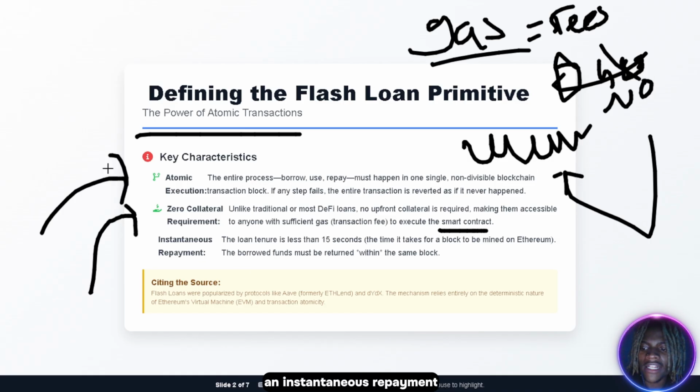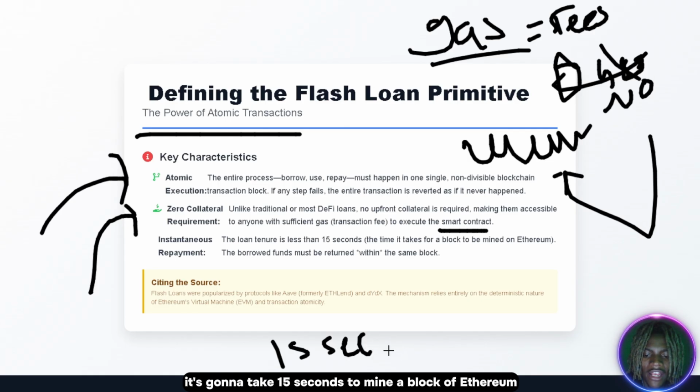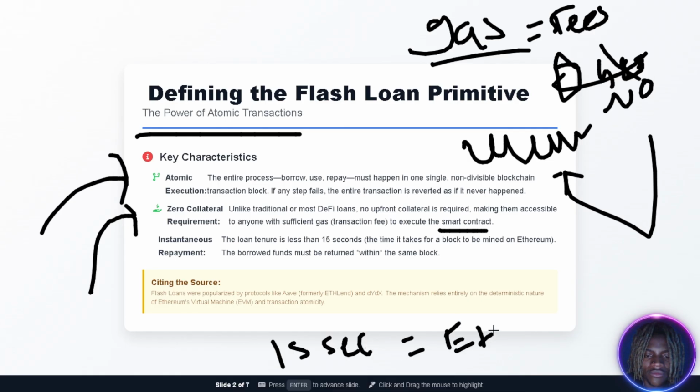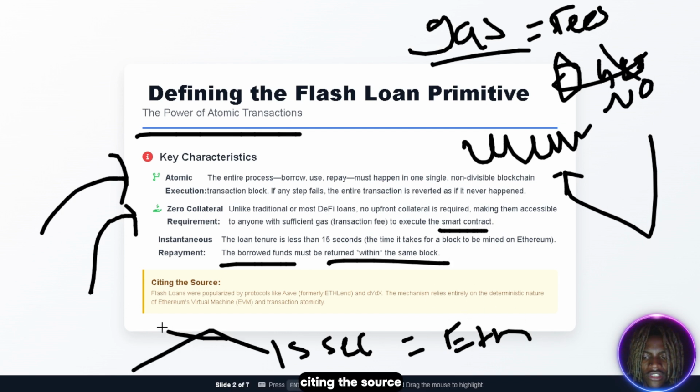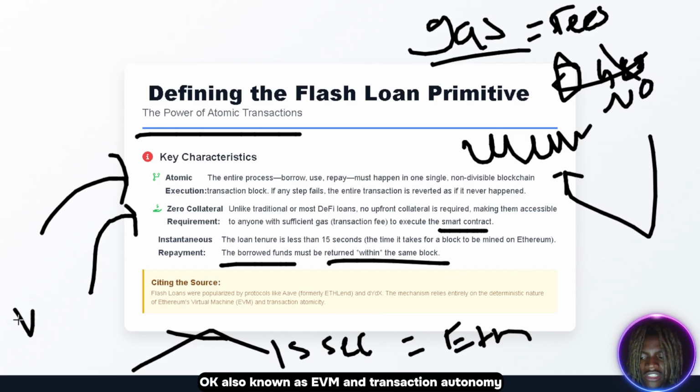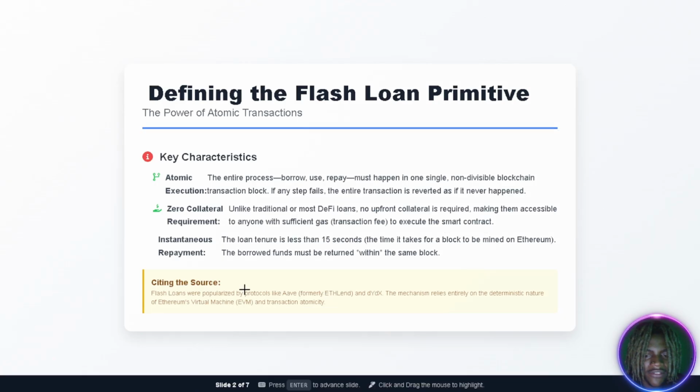Instantaneous repayment. The loan tenor is less than 15 seconds, the time it takes for a block to be mined on Ethereum. Okay, so it's going to take 15 seconds to mine a block on Ethereum, and the borrowed funds must be returned within the same block. And citing the source, flash loans were popularized by protocols like Aave, formerly ETHLend, and dYdX, and the mechanism relies entirely on the deterministic nature of Ethereum's Virtual Machine, also known as the EVM, and transaction atomicity.